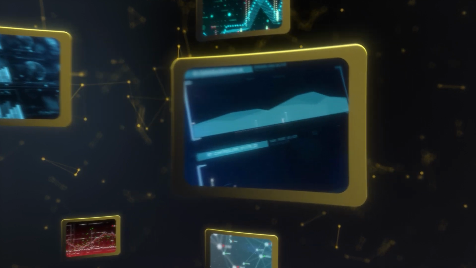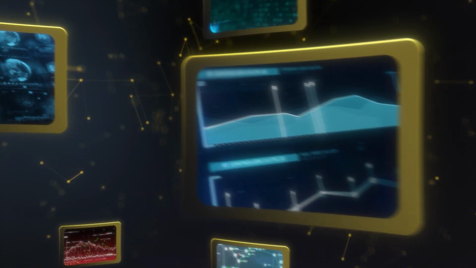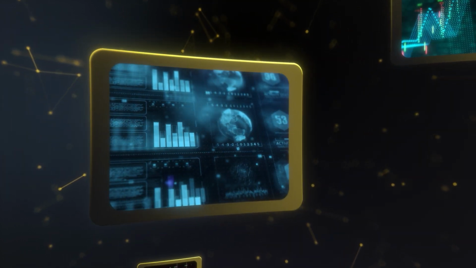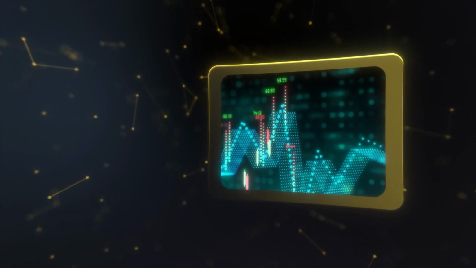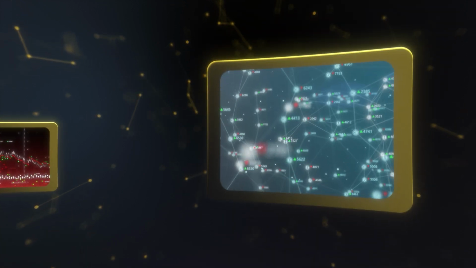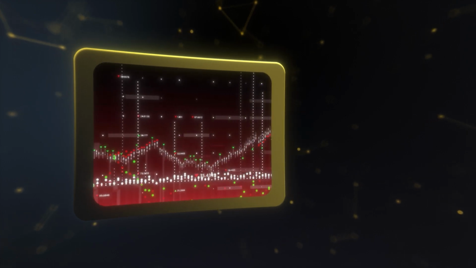By using these tools, you can trade more strategically, manage risks better, and move closer to your financial goals. Remember, learning the right way to trade is always the first step toward success.